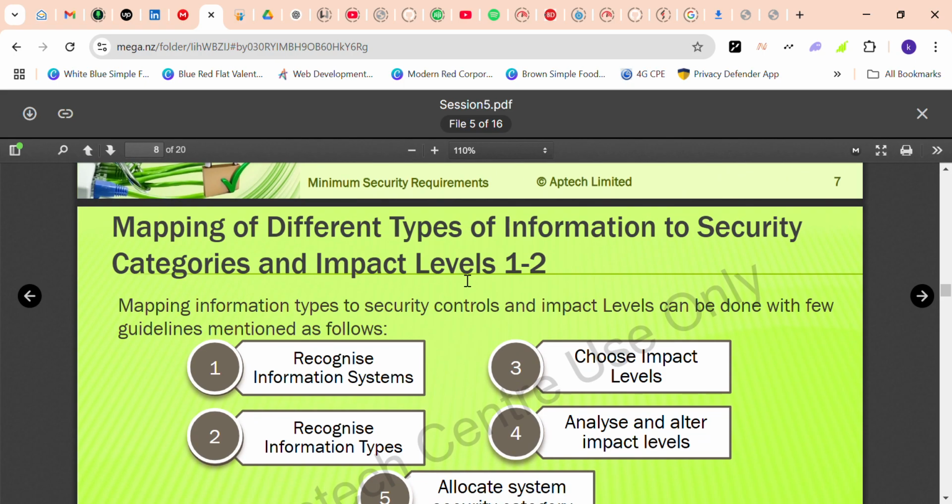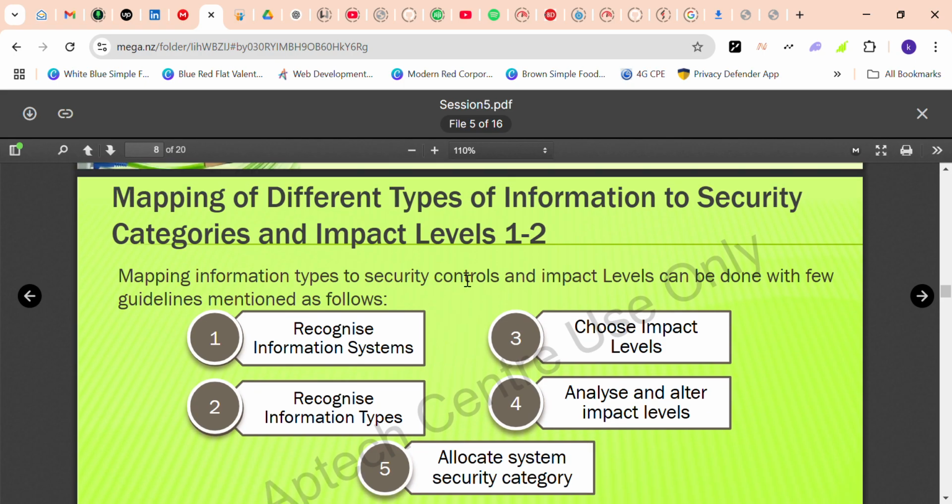Now, mapping of different types of information to security category and impact levels. When we are talking of mapping category, we look at how classified the information is, and then we categorize them. After that, we map them to impact, the damages they will cause if there's any breach on such assets. Are you with me? Whether it is a confidentiality breach, an integrity breach, or an availability breach, and so on.